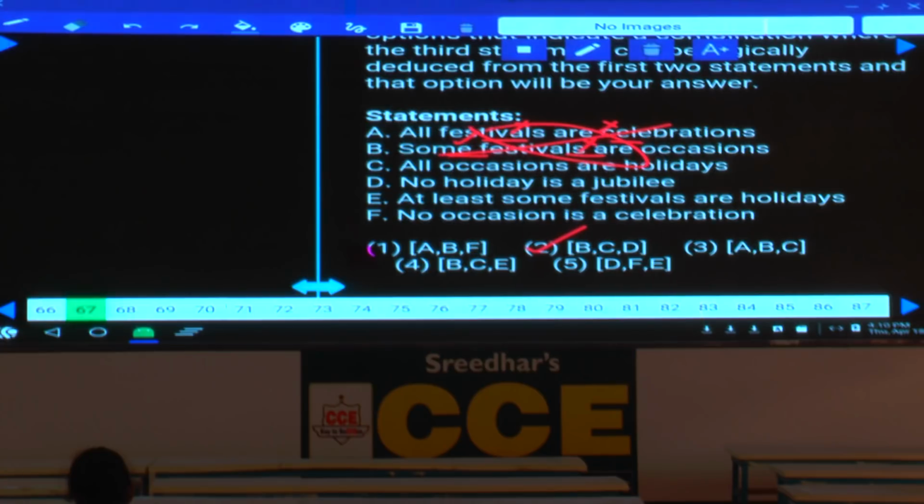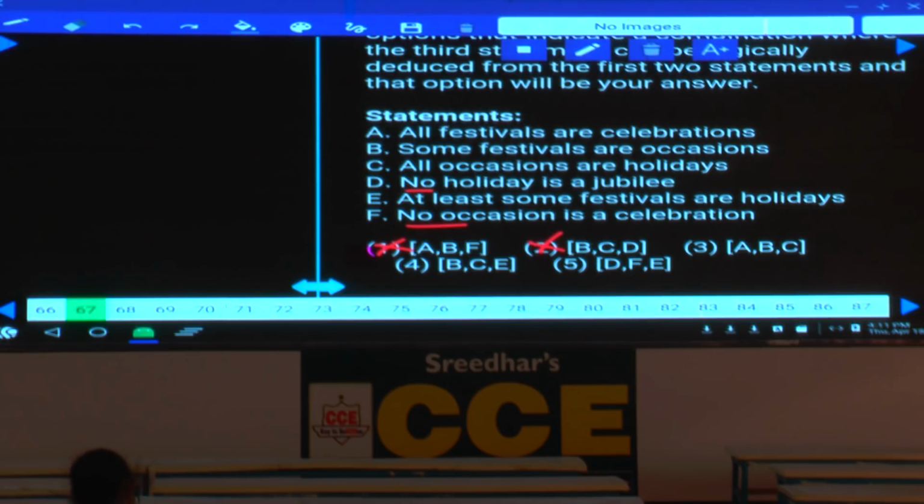Then coming to question number 67. In this 67, A, B and F. If you observe here, A and B are affirmative statements, and F is a negative conclusion. A negative conclusion cannot be drawn from affirmative statements, so choice 1 is ruled out, isn't it? Then coming to choice 2, B, C and D. Again, B and C are affirmative, D is a negative conclusion. A negative conclusion cannot be drawn here, so this is also ruled out.